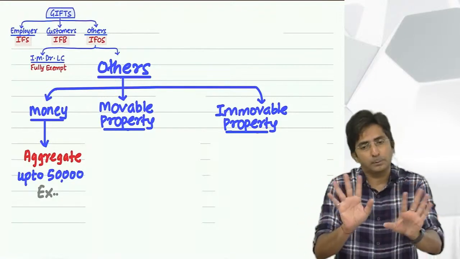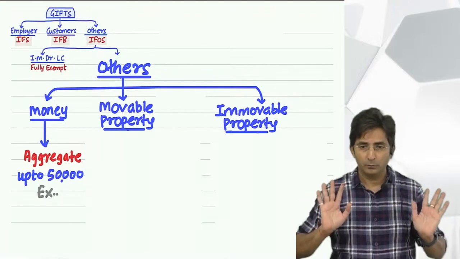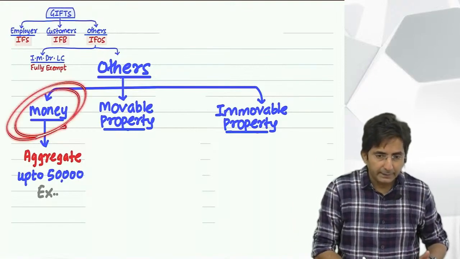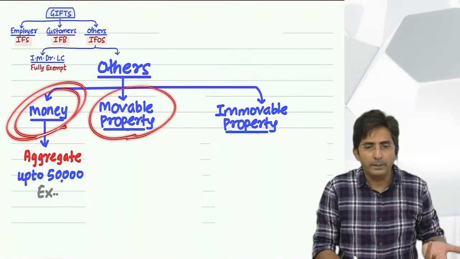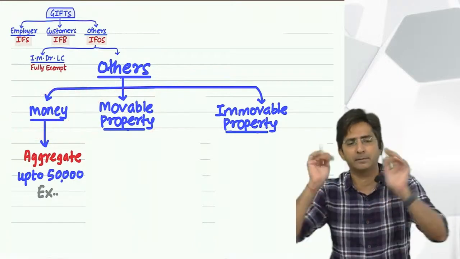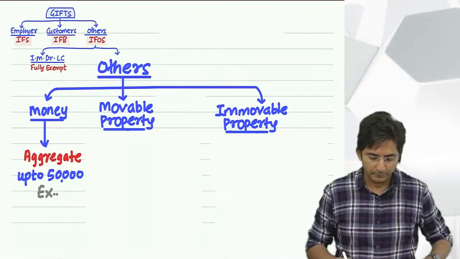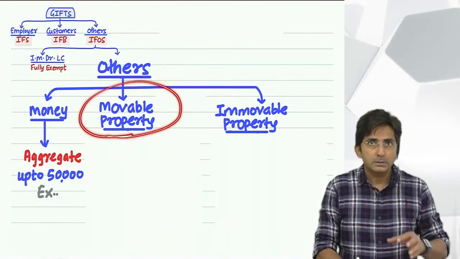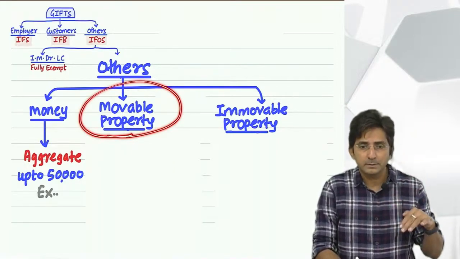And if the total is up to 50,000, exempt. Above 50,000, taxable. Fully taxable. If it is money, you simply add the money. But if it is a movable property, we have to add the market value of that item, whether it is gold or silver, anything. Okay. But see, in movable property, sometimes you purchase gold at a low price.